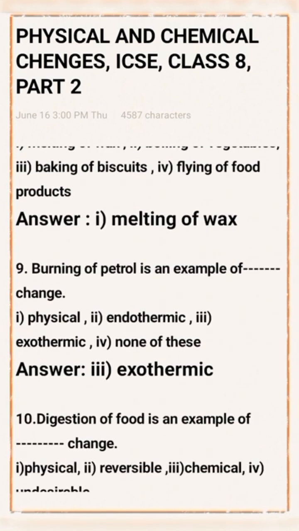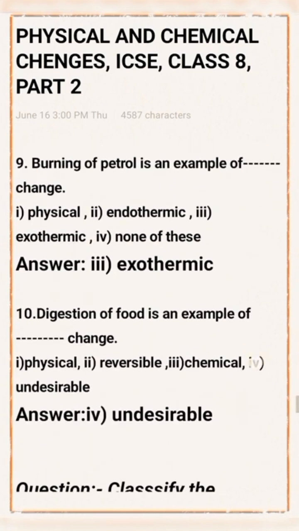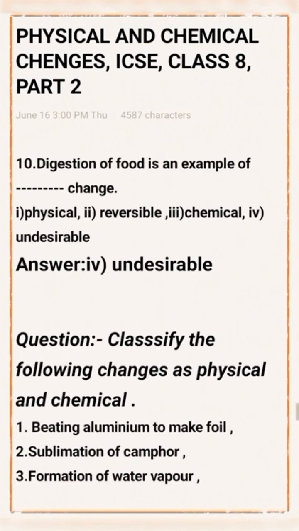Option 3, that is exothermic, is the right answer. Next question: digestion of food is an example of dash change. Physical change, reversible change, chemical change, undesirable change. That is undesirable change.